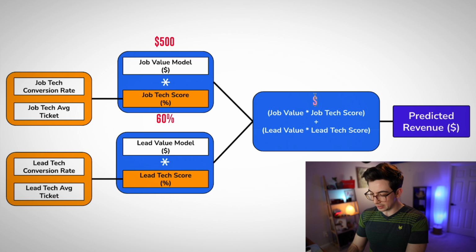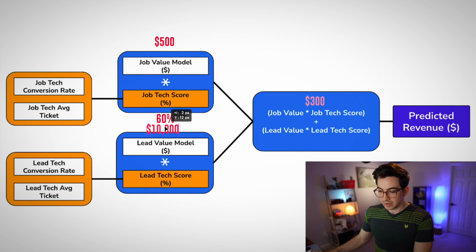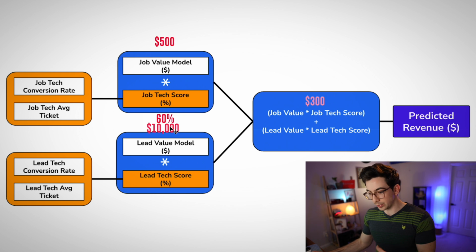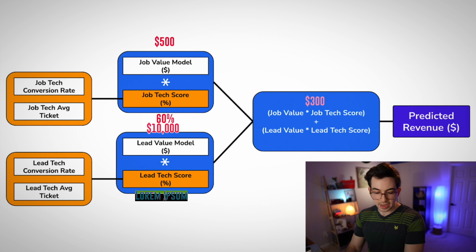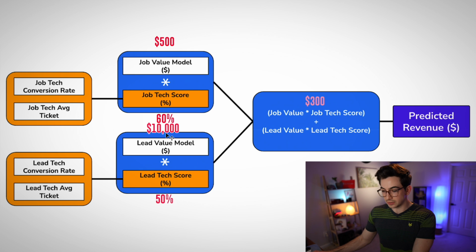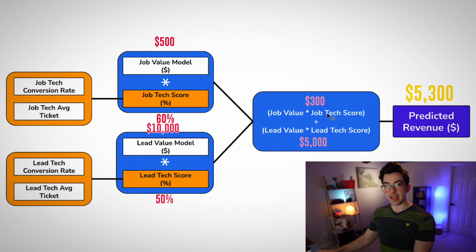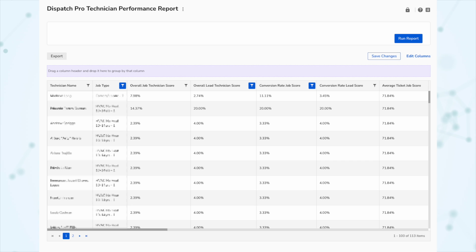That gives us 300. Okay, and then the lead value model, let's say that comes in at 10,000. So in general, when we turn over a lead from a no cool call, we tend to get $10,000 for the replacement. And then let's say the tech score there was 50%. Okay, so $10,000 times 0.5, 50% as a decimal. That gives us $5,000. So $300 plus $5,000, that gives us $5,300. So $5,300 would be the predicted revenue number if we sent this technician on this job. By the way, there is a report where you can see those technician scores that are feeding into this algorithm. You can see that per technician.